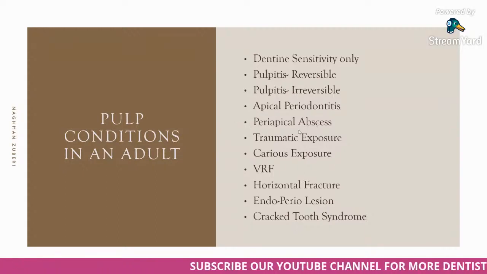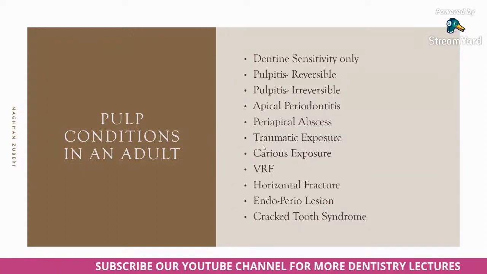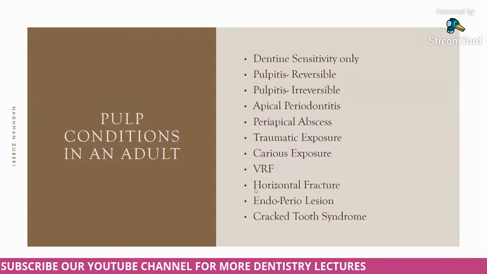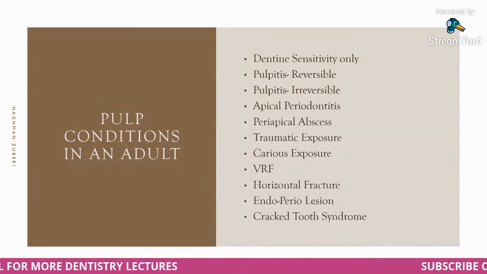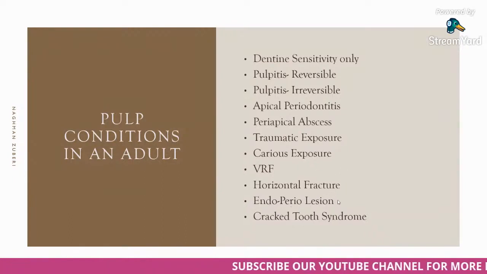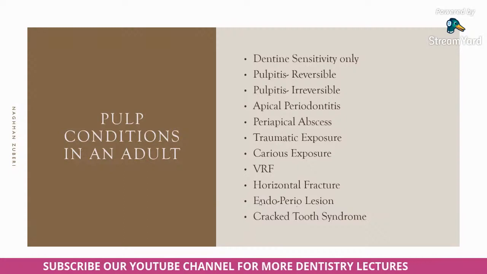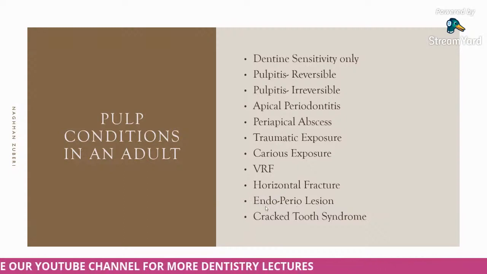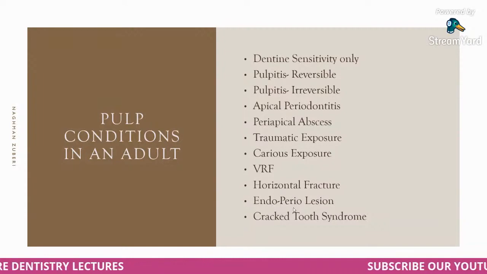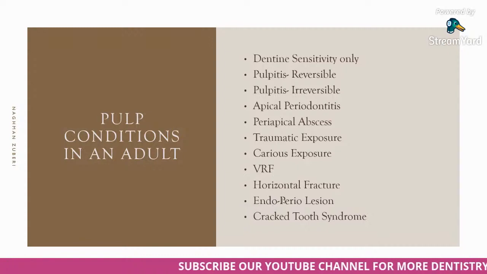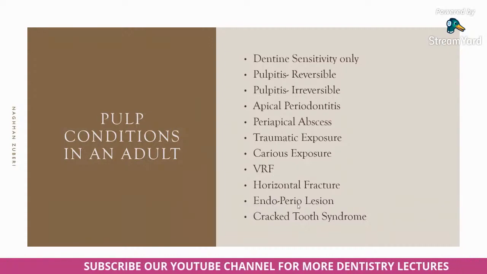Whether there is a periapical abscess, traumatic exposure, carious exposure, vertical root fracture, then again the horizontal root fracture depending upon the position. Whether it is an endoperio lesion, so again giving you some information about the endoperio lesion, they want to test your knowledge: are you going to perform the endodontic treatment before the periodontal treatment, or are you going to perform periodontal treatment before the endodontic? Always choose the endodontic treatment prior to the perio treatment.